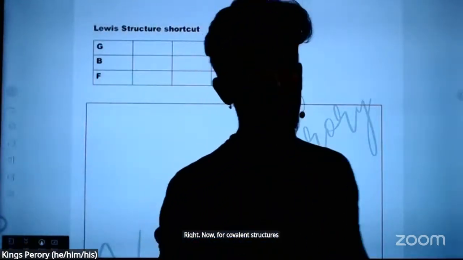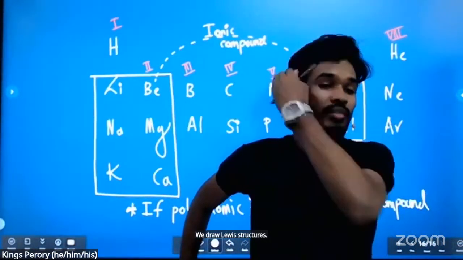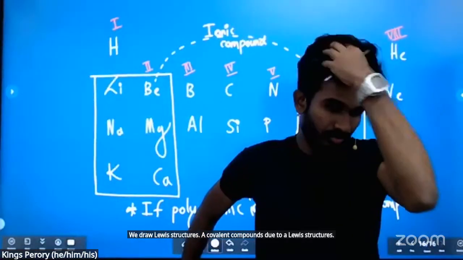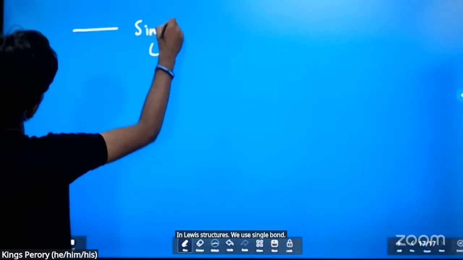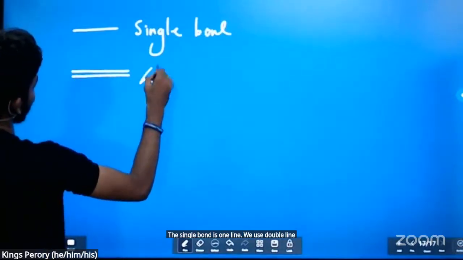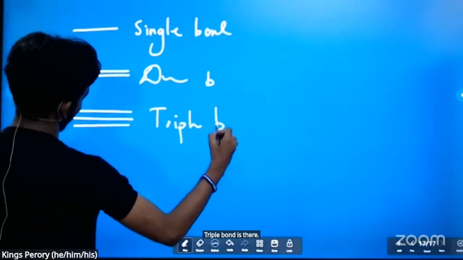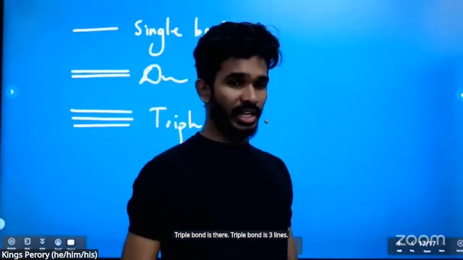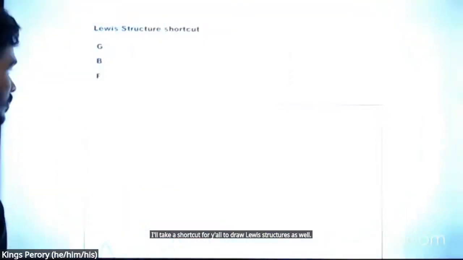Now, for covalent compounds, we draw Lewis structures. In Lewis structures, we use a single bond, which is one line. We use a double line, which is a double bond. A triple bond is three lines. I'll teach you all a shortcut to draw Lewis structures as well.